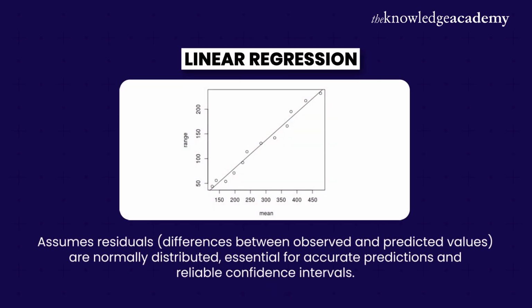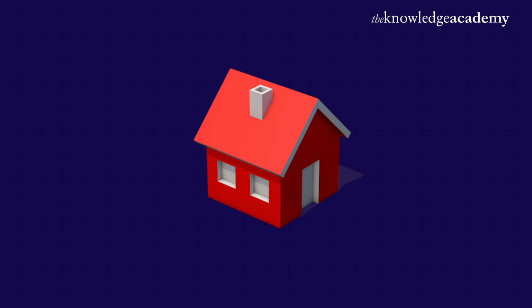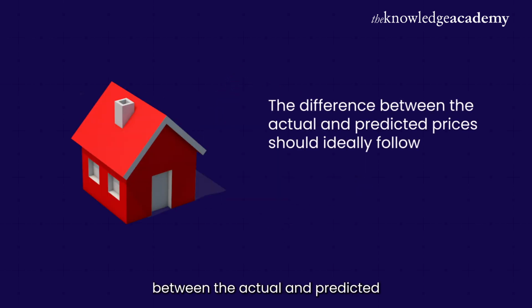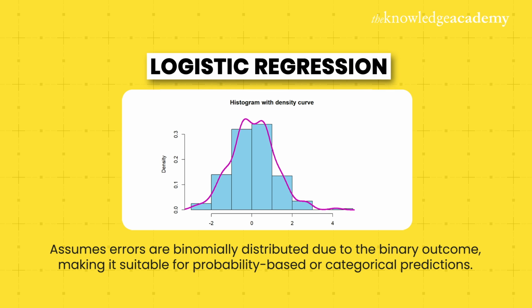Linear regression assumes that the residuals, that is, the differences between the observed and predicted values, are normally distributed. This assumption is crucial for making accurate predictions and reliable confidence intervals. For example, when predicting house prices, the difference between the actual and predicted prices should ideally follow a bell curve distribution. Whereas logistic regression assumes that the errors are not normally distributed since the outcome is binary.